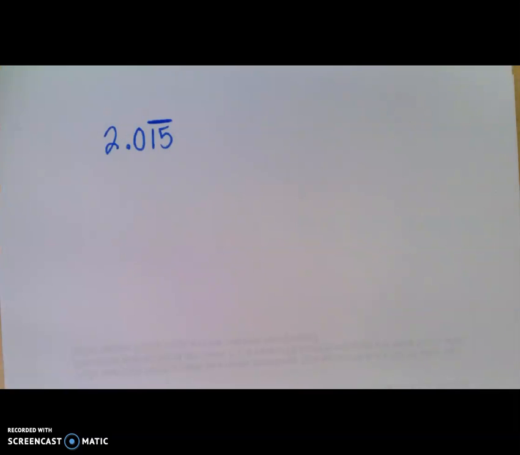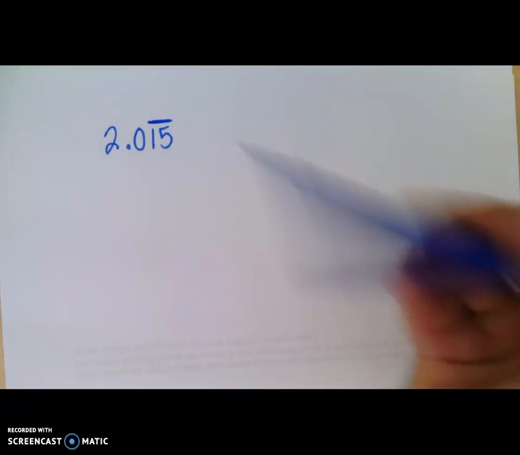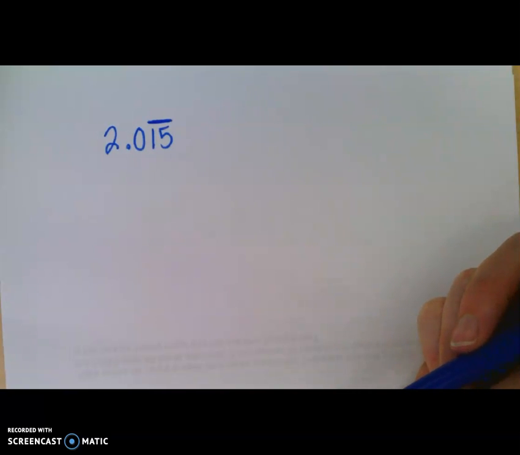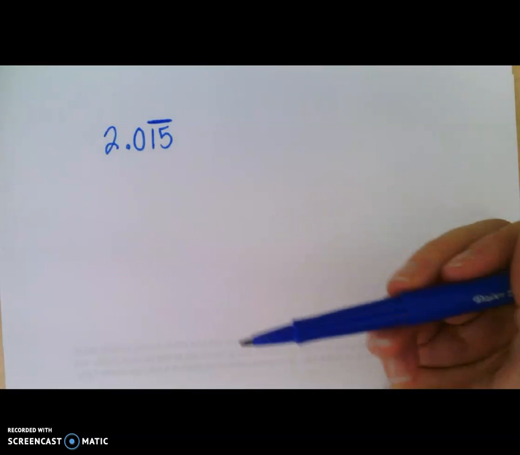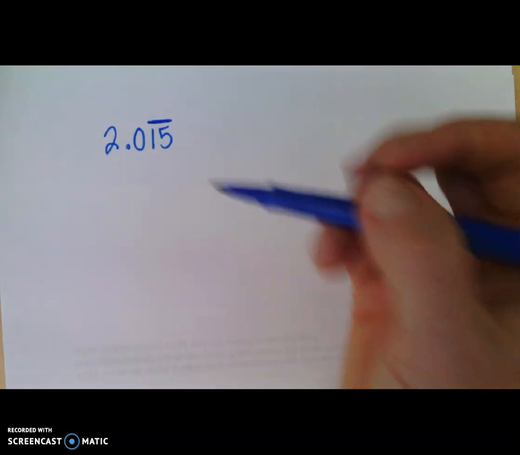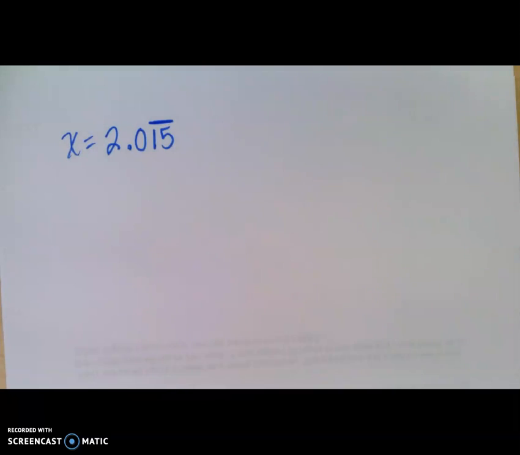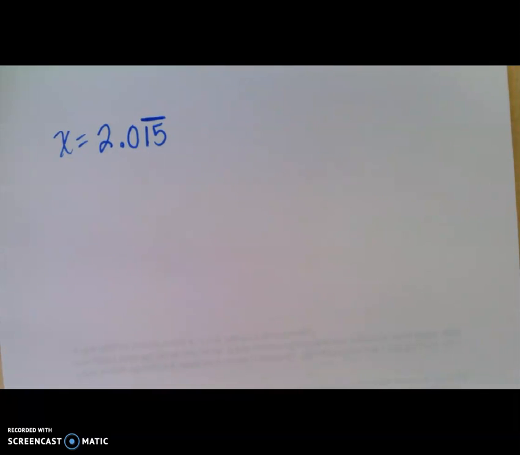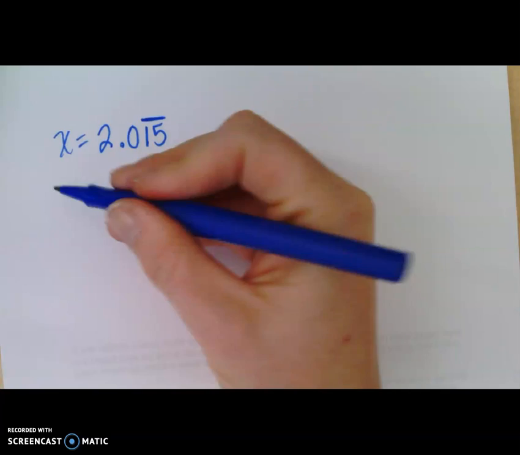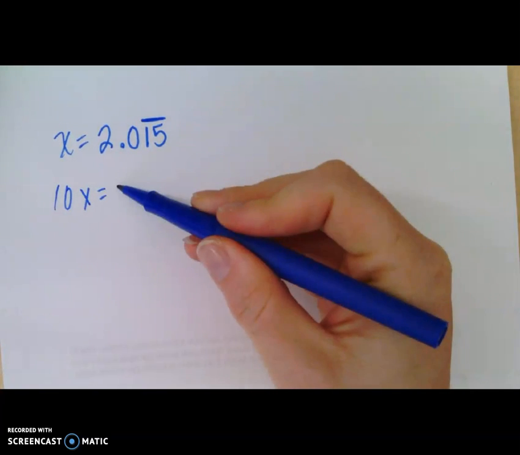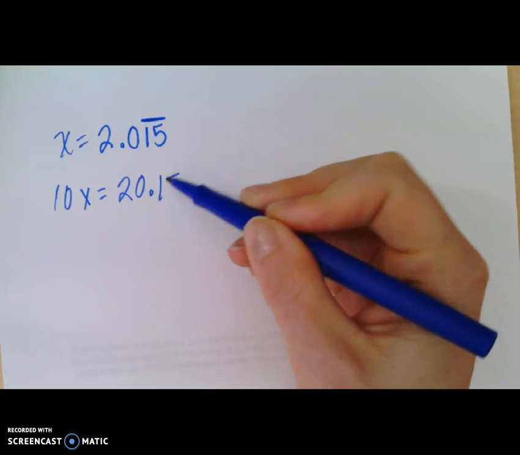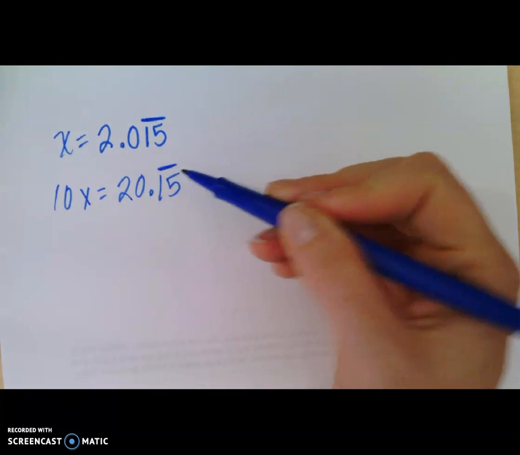The next slide has 2.0 and just the 15 being repeated. So from here, let's see what we can do to cancel out and delete that repeating decimal. So I'm going to set this equal to x. Now, do you think if I multiply by 10, I'll be able to cancel out my repeating decimal? I don't know. Let's try it. 10x is equal to, well, that would be 20.15. At least the repeating decimal is by itself.